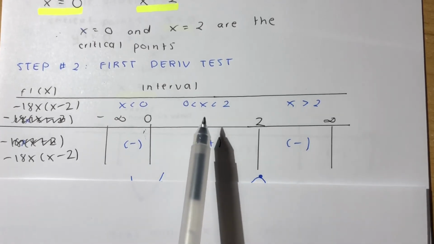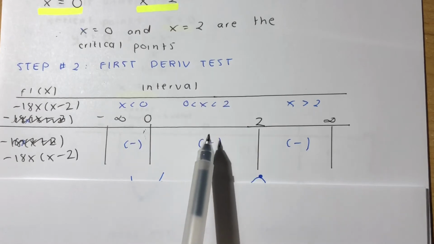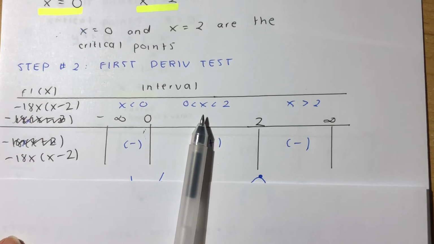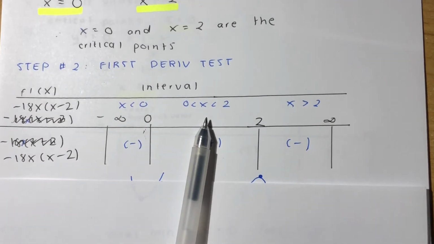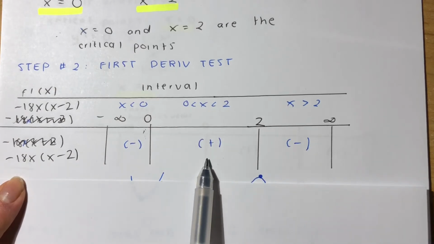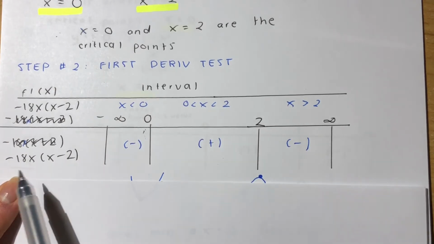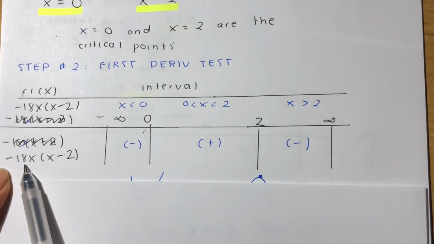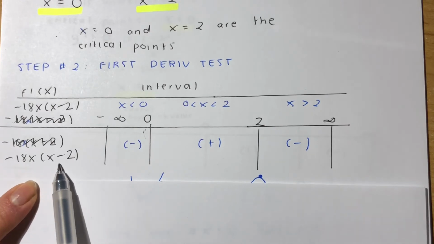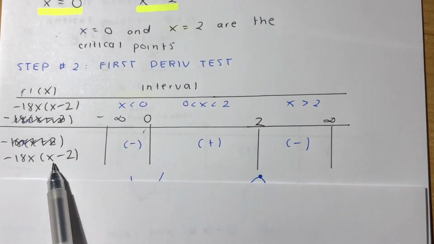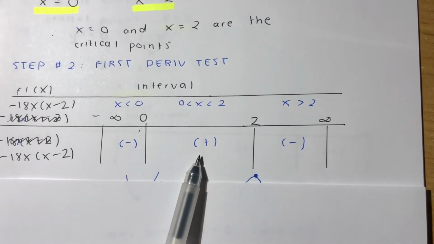Then we're going to put in a number between 0 and 2 and see what we get in that interval. So let's plug in 1, for example, a number in between 0 and 2. If we plug in 1 into this interval, we would get a positive result. If we plug 1 into our derivative, we would have negative 18 times 1, which is negative 18, times 1 minus 2, which is negative 1. A negative times a negative is a positive.